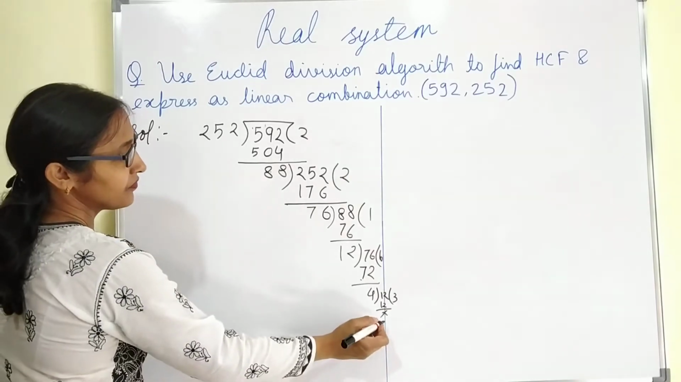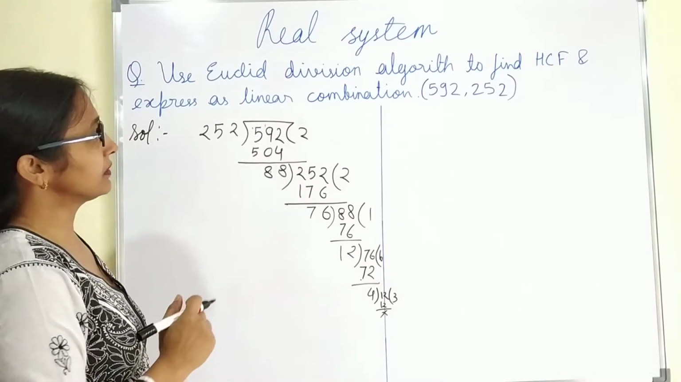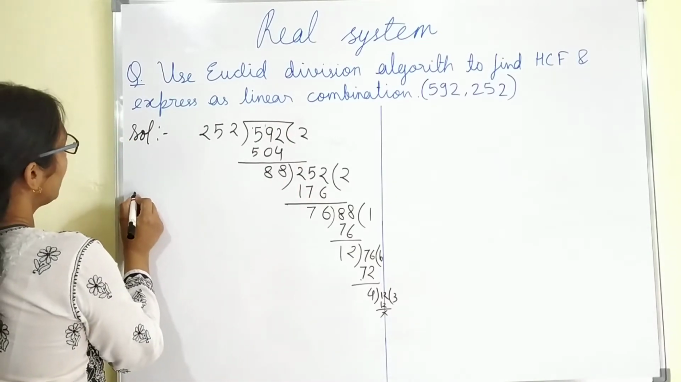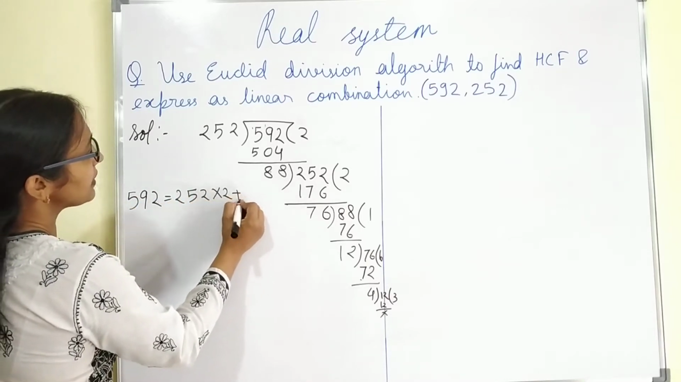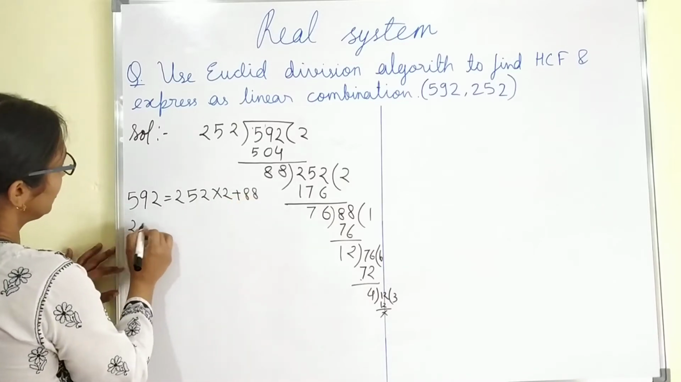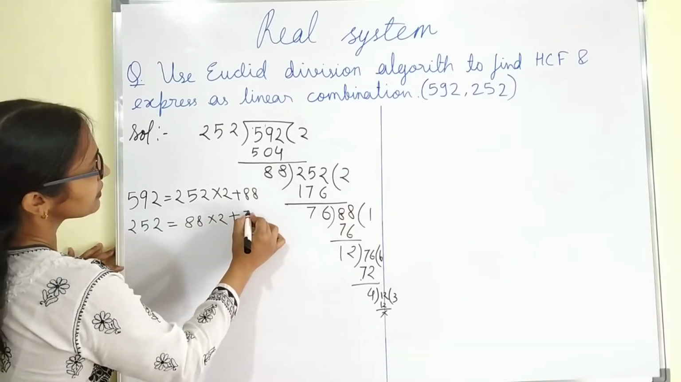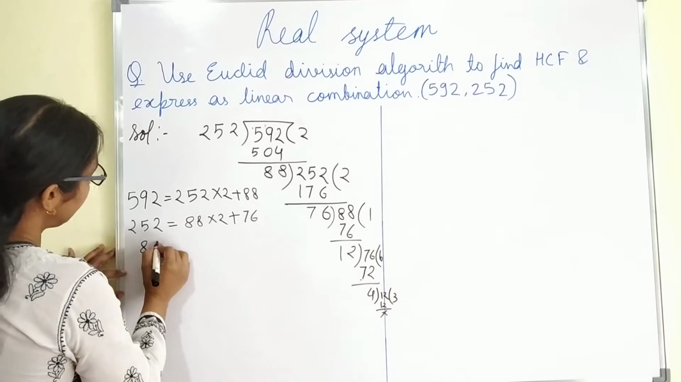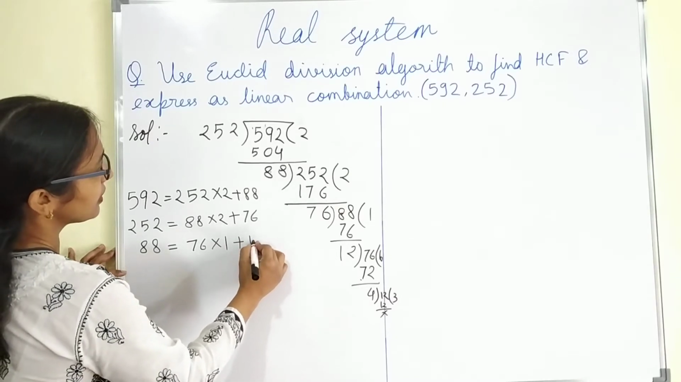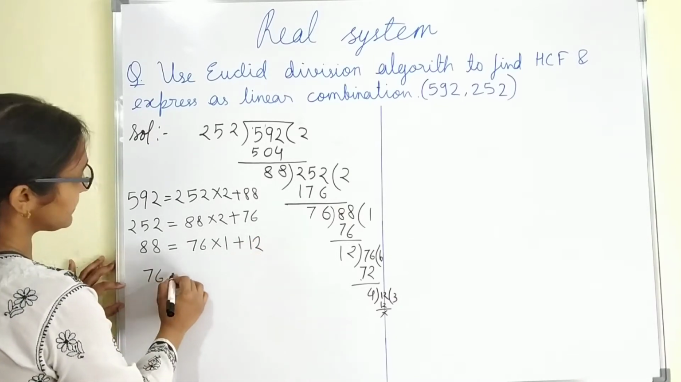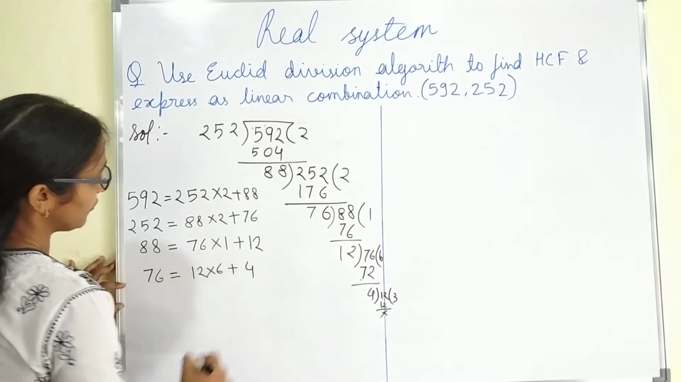Thus we got SCF 4. Now I will make division algorithm. That is 592 equals to 252 into 2 plus 88. 252 equals to 88 into 2 plus 76. 88 equals to 76 into 1 plus 12. 76 equals to 12 into 6 plus 4.